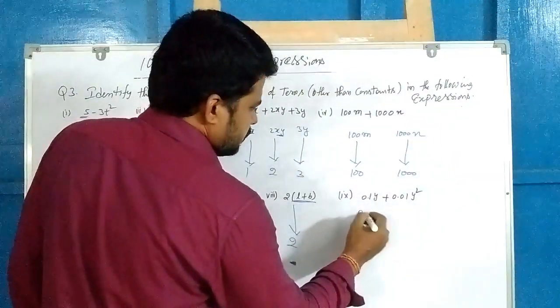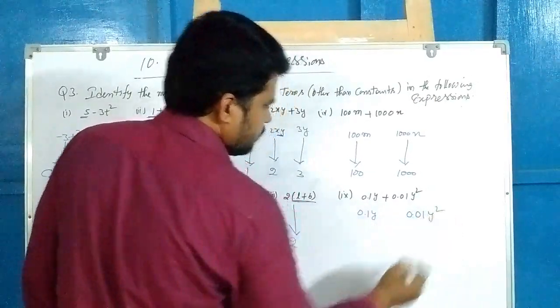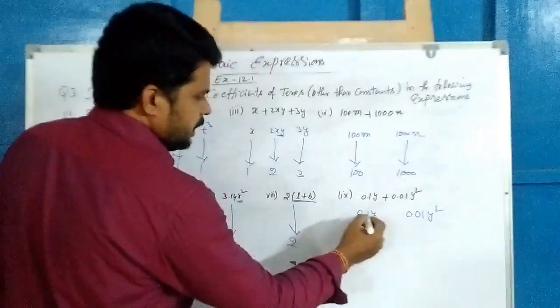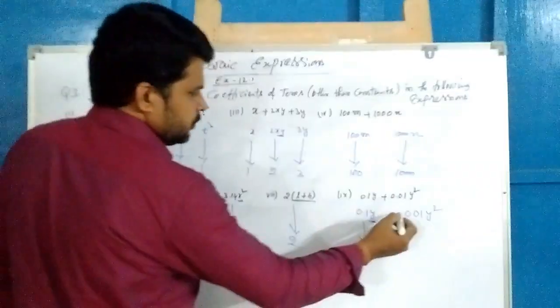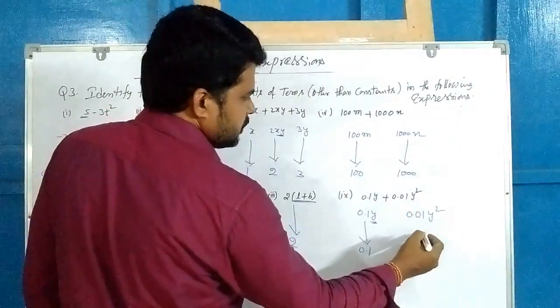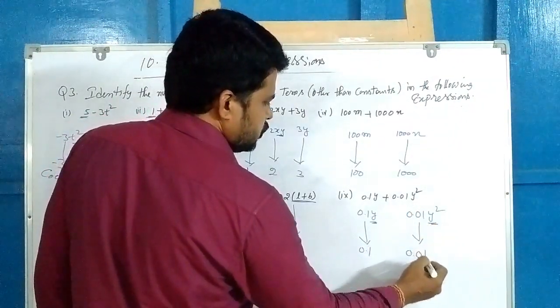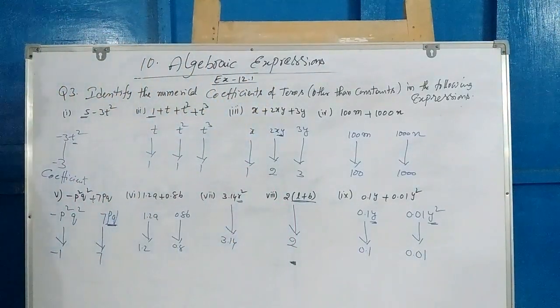Here also we have two terms. 0.1y, 0.01 y square. Here the variable is y. So y is multiplied with 0.1. So 0.1 is the coefficient. 0.01 y square, y square is the variable. What is the multiplicative number? 0.01. So 0.01 is the coefficient.